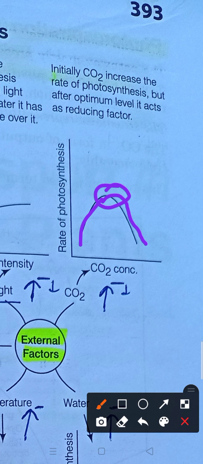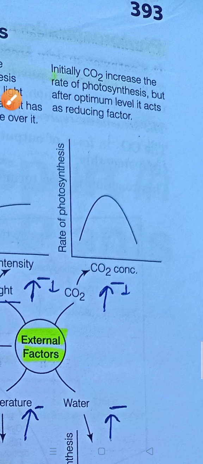The same thing we observed in a greenhouse also. If we increase the concentration of carbon dioxide, at that time we get good growth. But after some time, if we provide more and more carbon dioxide, then what will happen, it will reduce the rate of photosynthesis. Okay, I hope that is clear.